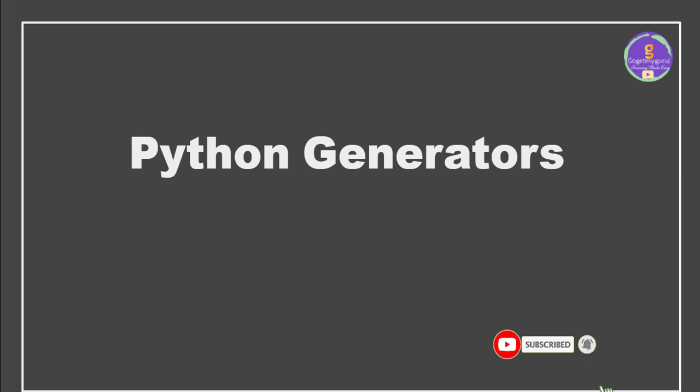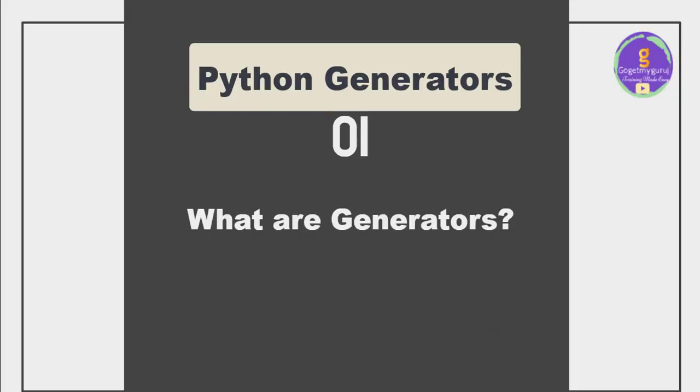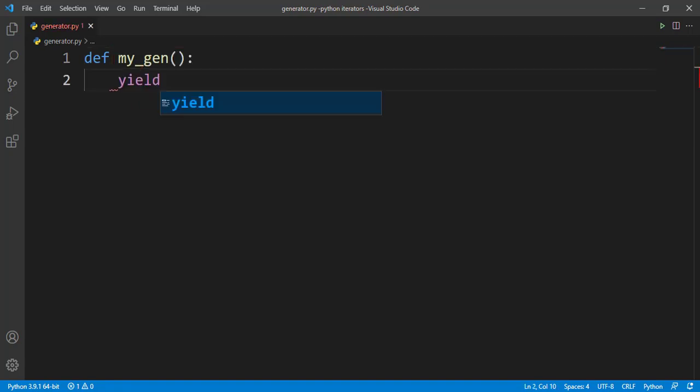In this video, you will be learning about Python generators. What are generators? So this is a generator function. I'll write here yield 1, yield 2. So this is how you write a generator function.